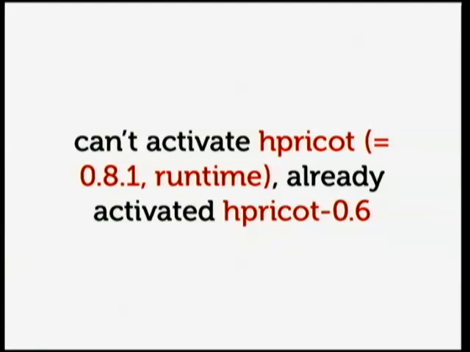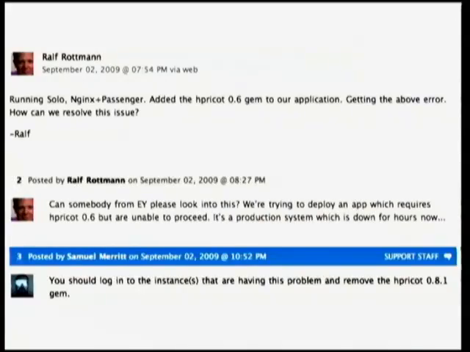This one was actually posted to the EngineYard ticket tracker for AppCloud, which is one of our products, but was posted a year ago, so the product was still fairly new. It's before it used Bundler. So the error was just "can't activate HPRCOT 0.8.1, already activated HPRCOT 0.6." And the proposed solution here was just SSH into all of your servers and uninstall the offending gem, like the offending version of HPRCOT, which is quite annoying to have to do.